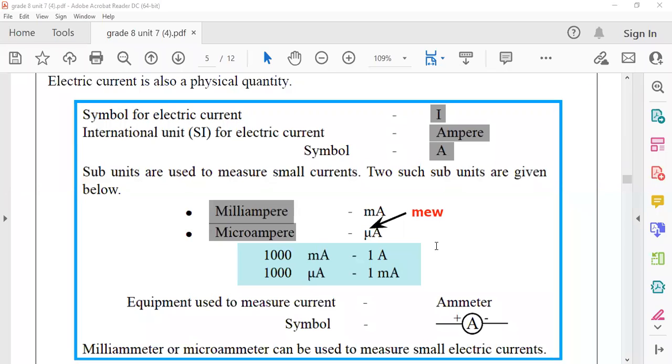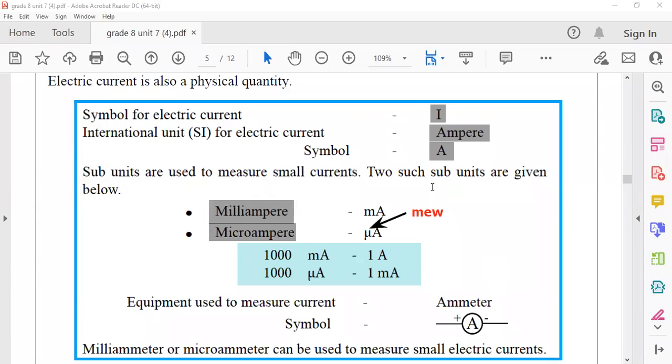How many milliampere in 1 ampere? 1000 milliampere in 1 ampere. How many microampere in 1 milliampere? 1000 microampere in 1 milliampere.